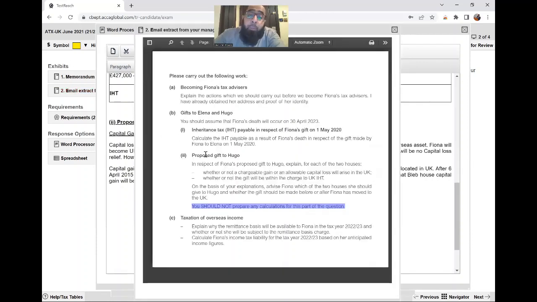What he's asking, proposed gift to Hugo. In respect of Fiona's proposed gift to Hugo, explain for each of the two houses. This means we have to comment on Aber House and we have to comment on the other one, which is Blab House. Whether or not a capital gain or allowable loss will arise in UK, which means we have to talk about CGT assessment. And the second one is IHT. We haven't discussed IHT yet.